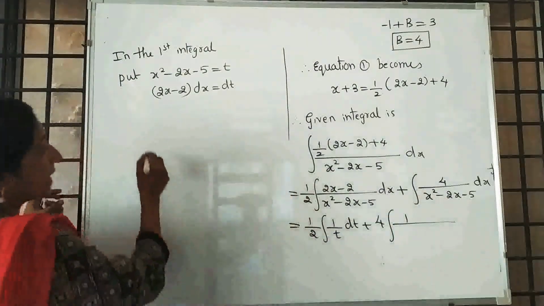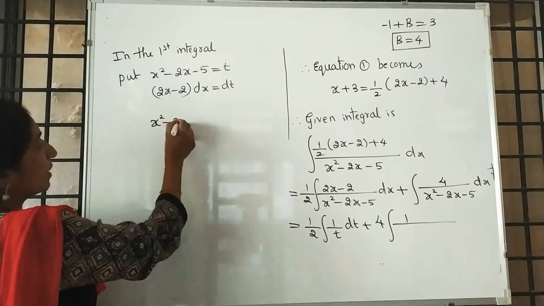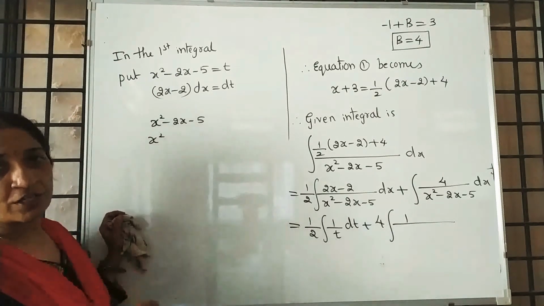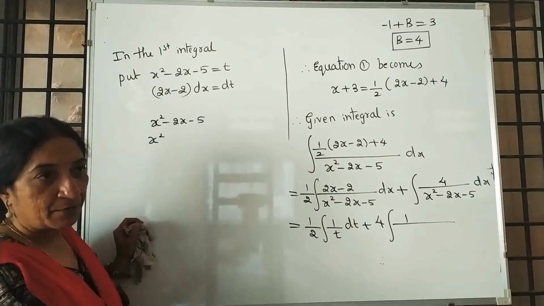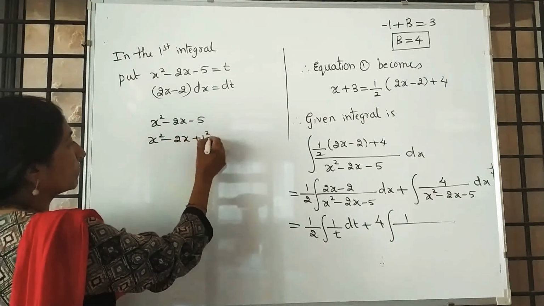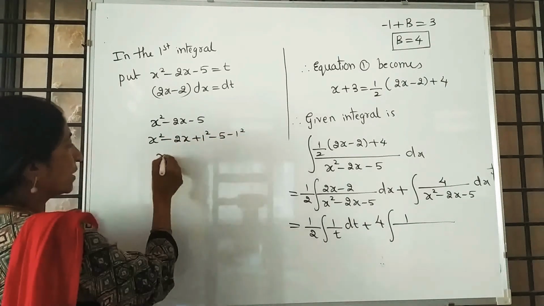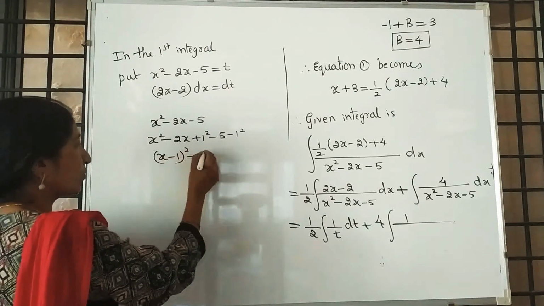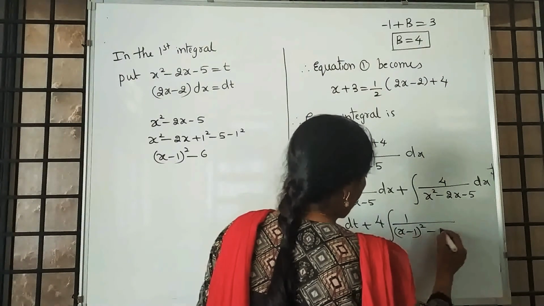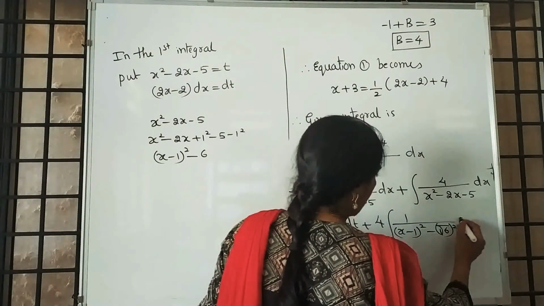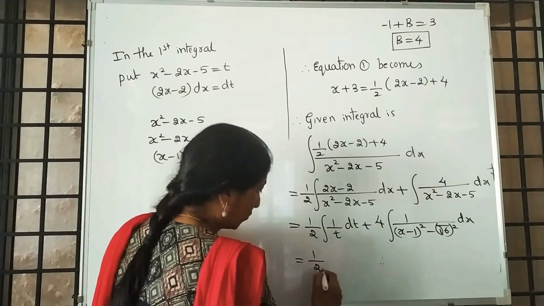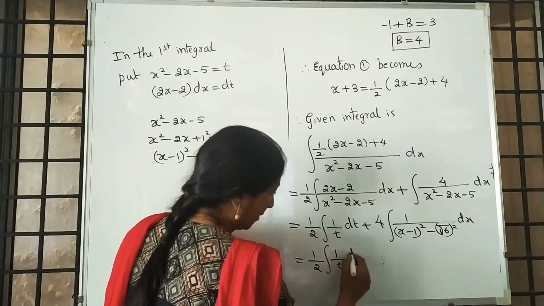In the second one, make it a perfect square. x square minus 2x minus 5. Here the x square coefficient is 1. First step is completed. The x coefficient is 2, half of that is 1. So it is (x minus 1) whole square minus 6. (x minus 1) whole square minus 6, I am writing as root 6 square, into dx. And the 1 by 2, for our convenience, still I wrote this step as it is.